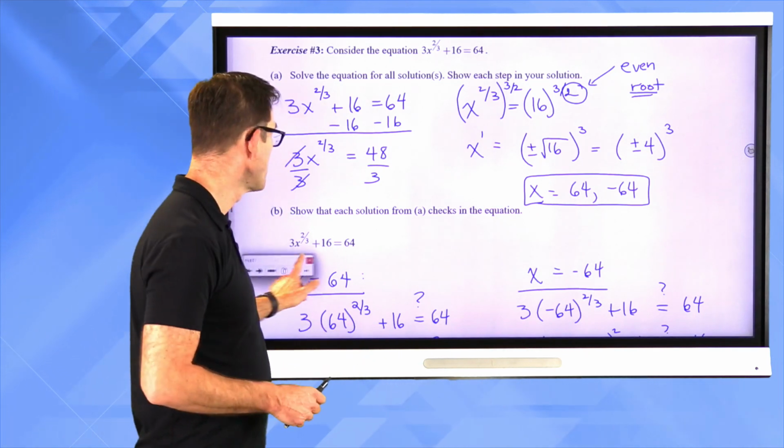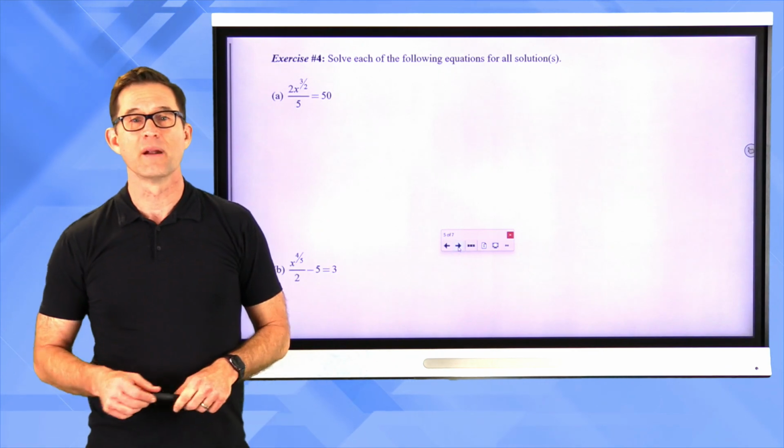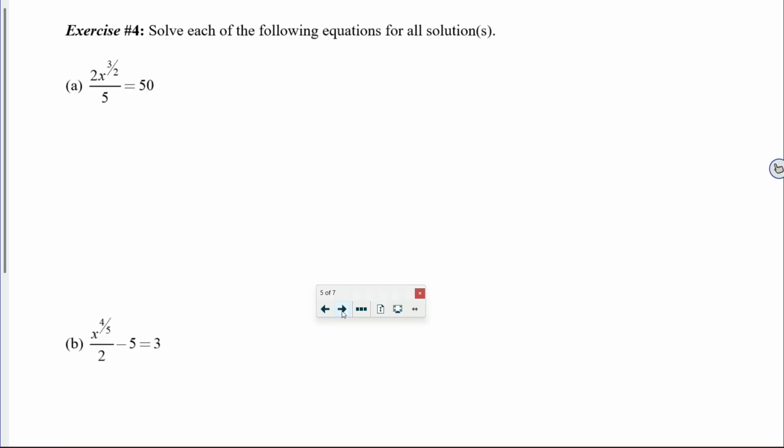Okay, let's keep working with this, make sure that we understand what's going on. Exercise number 4. Solve each of the following equations for all solutions. Letter A. 2 times x to the 3/2 divided by 5 is equal to 50.